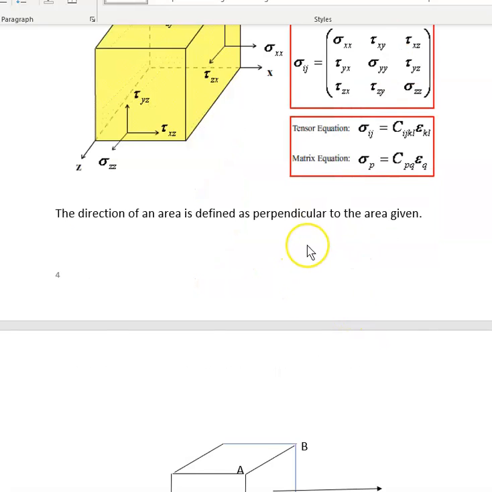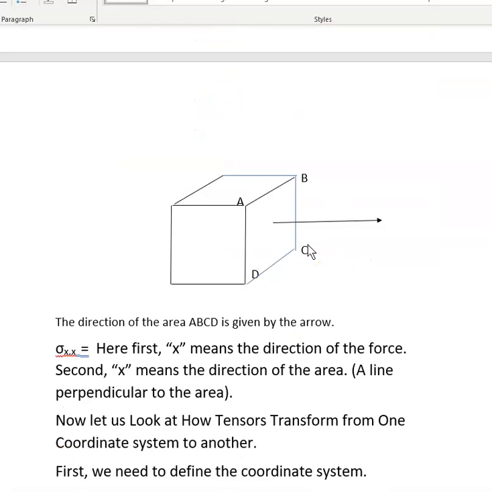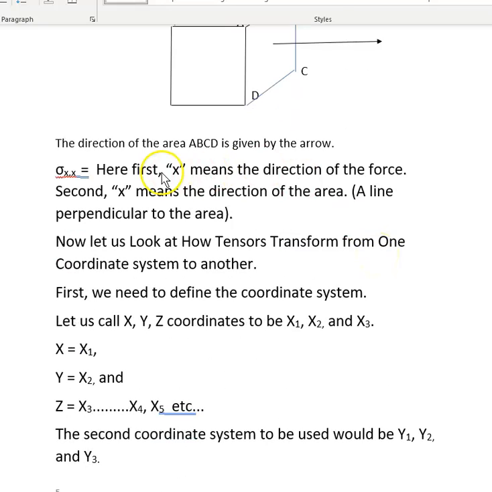So the direction of an area is defined perpendicular to the area given. If you want to get the direction of the ABCD area, you just draw a perpendicular, and that would be your area. The direction of the area ABCD is given by the arrow sigma xx. Here the first x means the direction of the force, and the second x means the direction of the area, or the line perpendicular to that area. Now let us look at how tensors transform from one coordinate system to another.